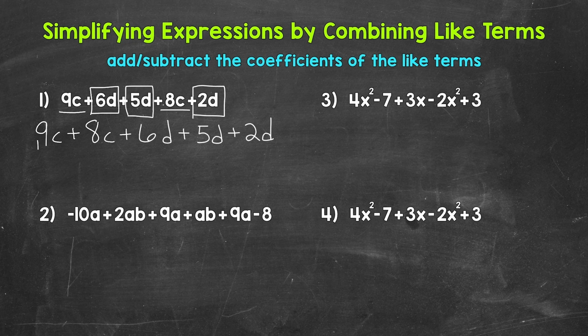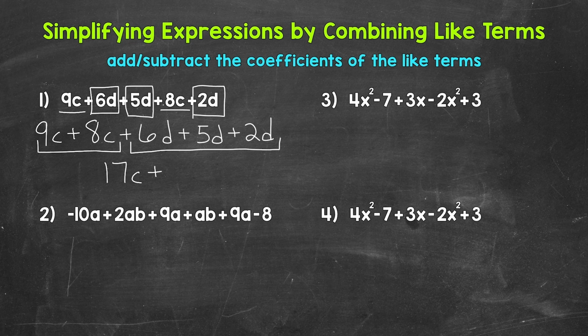Let's start with 9c and 8c. So we have 9c plus 8c. We need to add the coefficients, the numbers in front of the variables. So we have 9 plus 8, which is 17. So we have 17c plus, and now we can combine these terms.